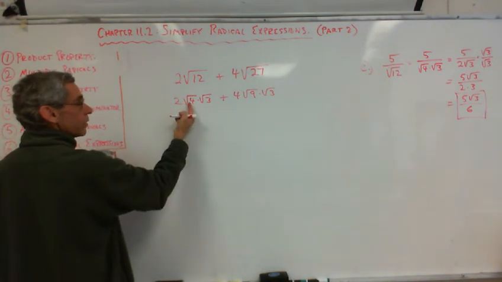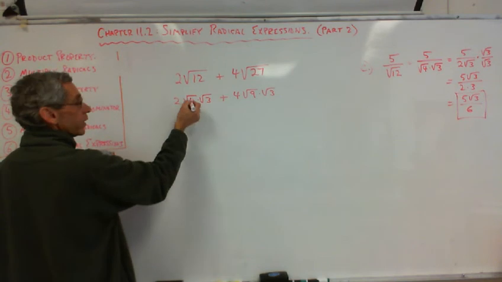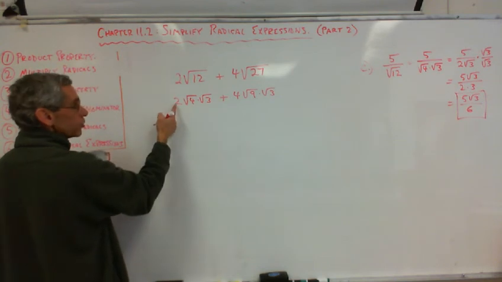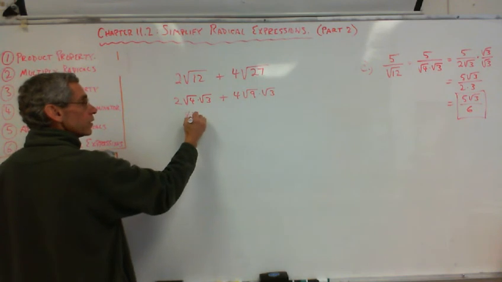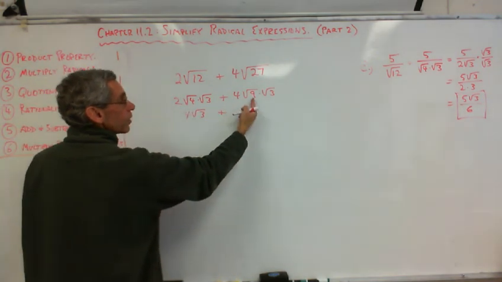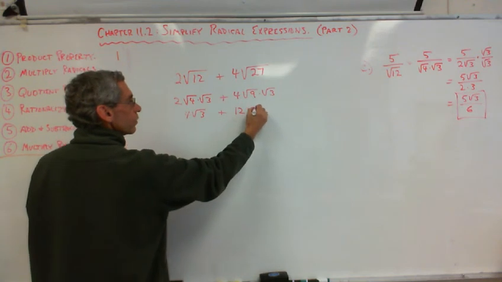Square root of 3. The square root of 4 comes out as a 2, right? 2 times the 2, not plus the 2. Square root of 4 is 2. So it's 2 times 2, which is 4, times the square root of 3, plus this 3 times 4, which is 12, square root of 3.